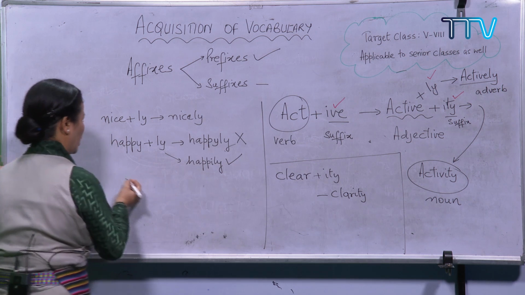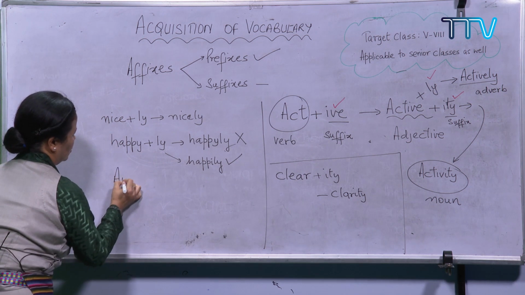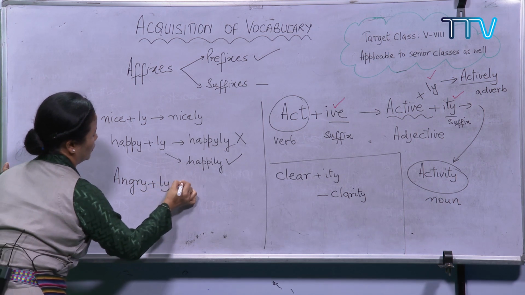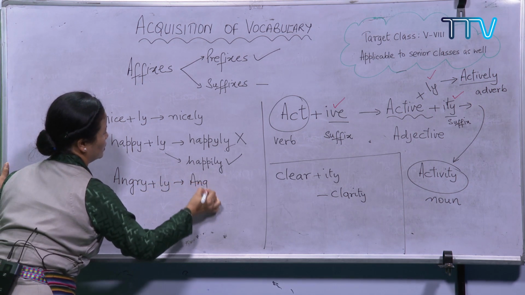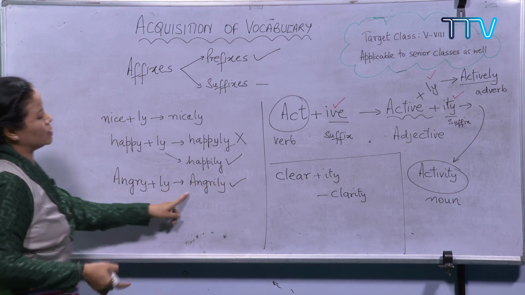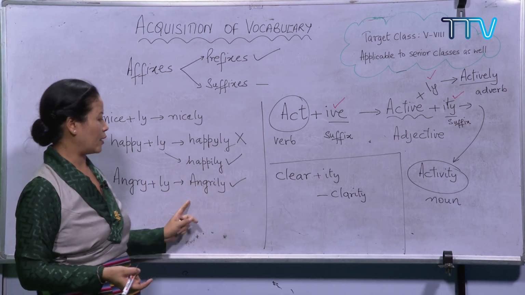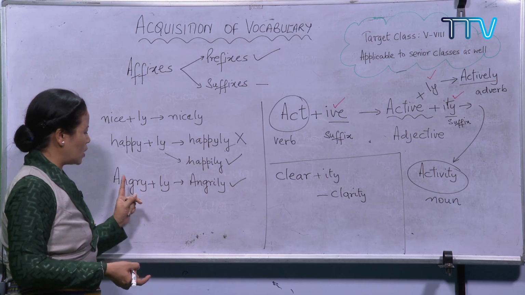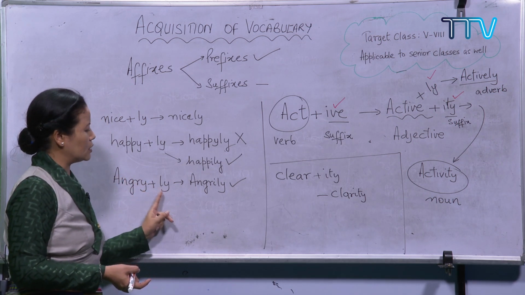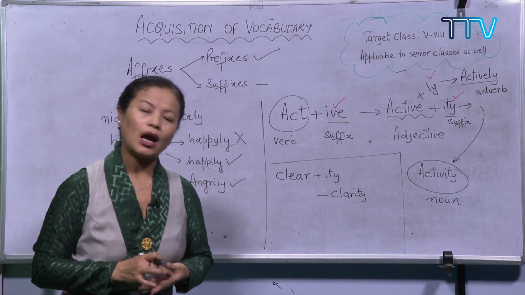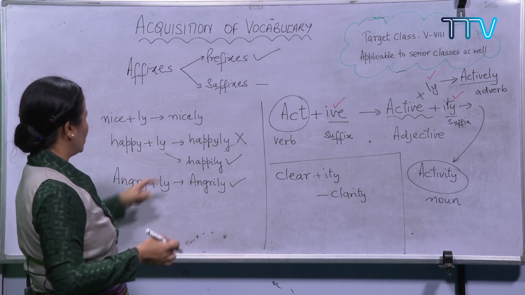In the same way, I have given another example, angry plus ly is angrily, okay, not angryly, okay, angrily. So we need to remember, if the last word ends with the letter y and we want to add this, we need to replace the y with i, okay, happily, angrily.